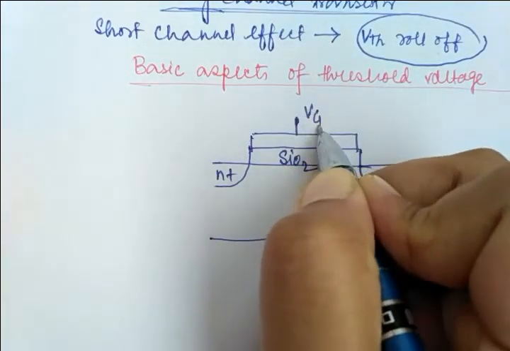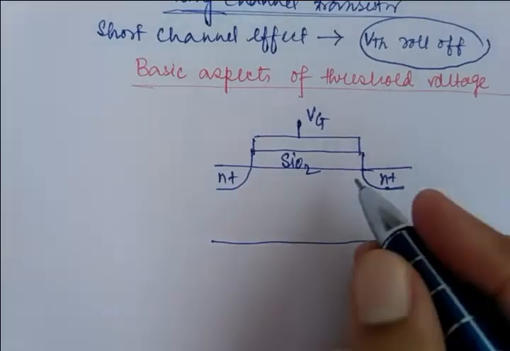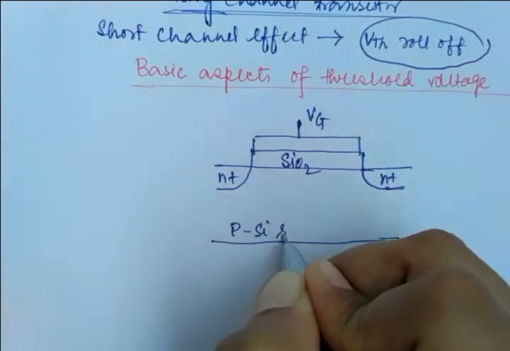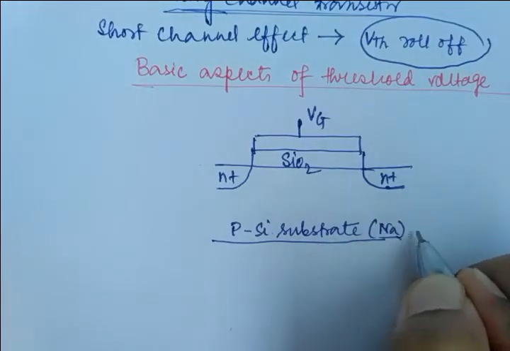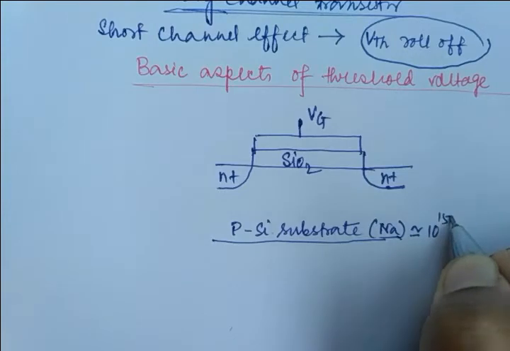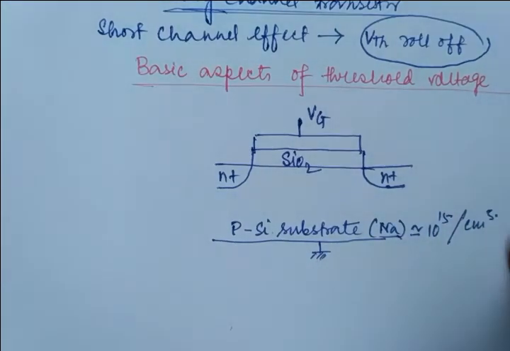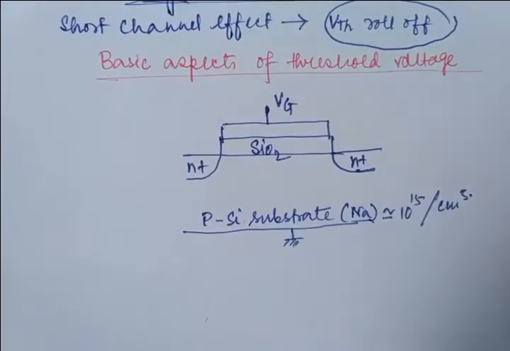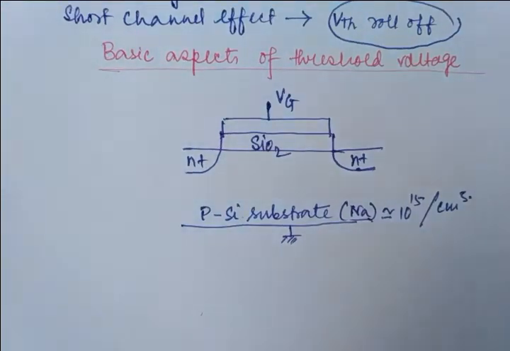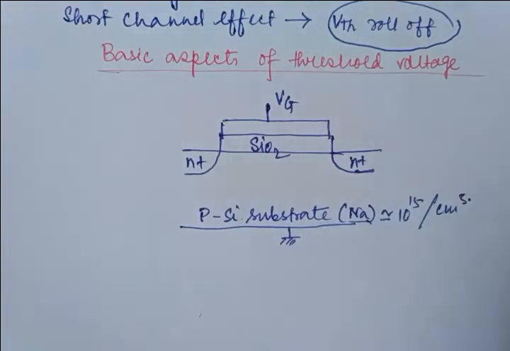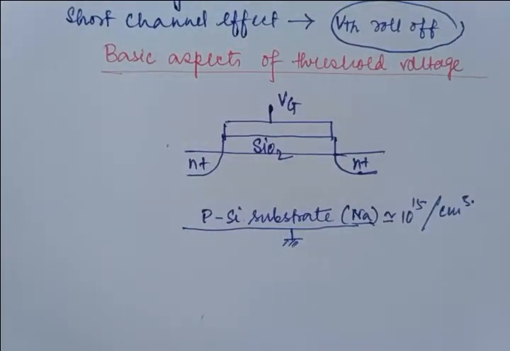This is your gate, and the applied gate voltage at this terminal is denoted by Vg. This is the p-type silicon substrate, because the base is silicon, a semiconductor material, where the acceptor concentration is nearly 10 to the power 15 per centimeter cube. Before discussing anything, I will take help of this picture, otherwise we can't proceed to the next level.